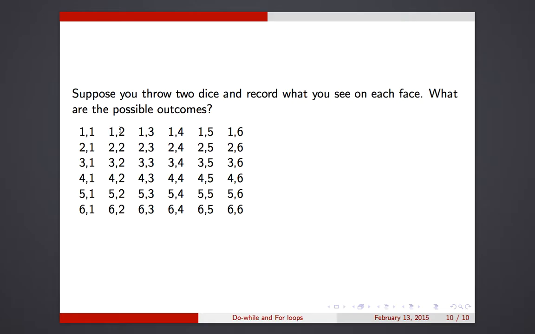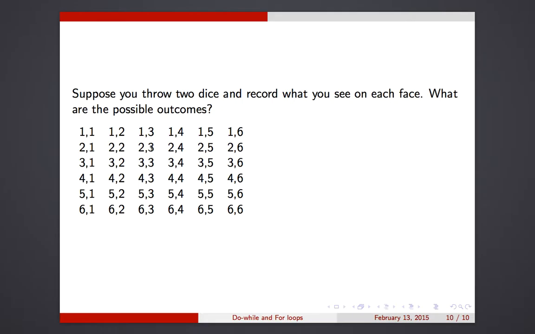A 1 on the first die, a 2 on the second die. 1 on the first, 3 on the second, etc. You could see a 3 on the first and a 2 on the second. So what you have here is a 6 by 6 table, where the first coordinate of each ordered pair represents what the first die is showing you, and the second coordinate represents what the second die is showing you. So how could you print this to the screen?